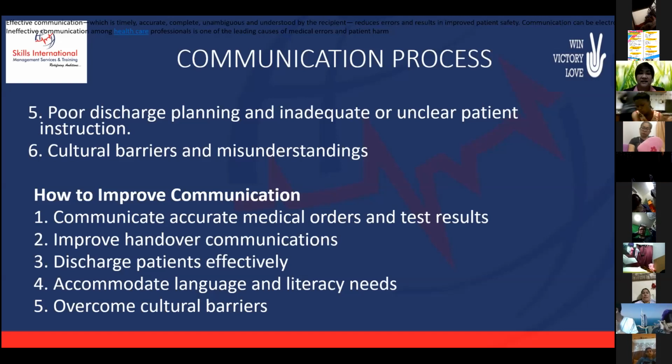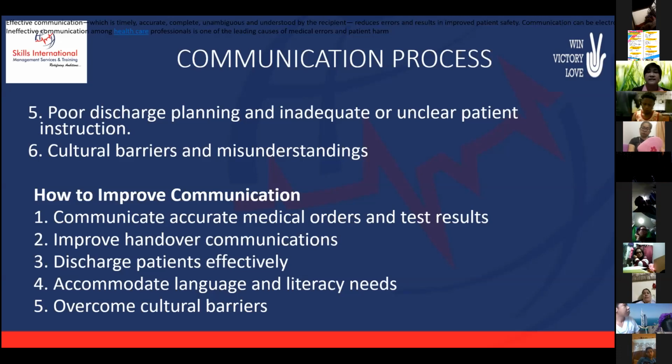Number three is discharge patients effectively. So when discharging patients, give them a proper instruction: how to take the medications, how to take the injections at home, how to come back for a scheduled appointment. Those are the patient's discharge instructions.